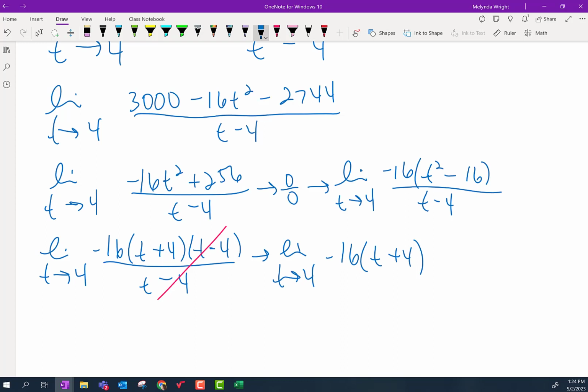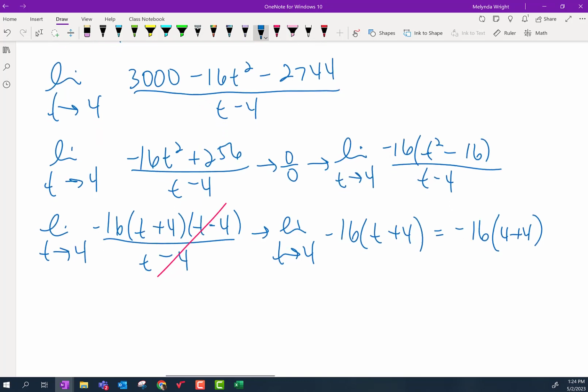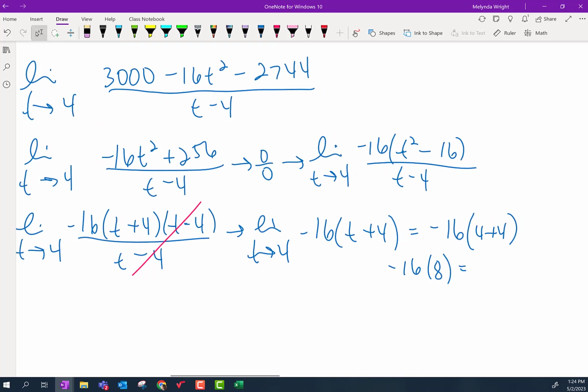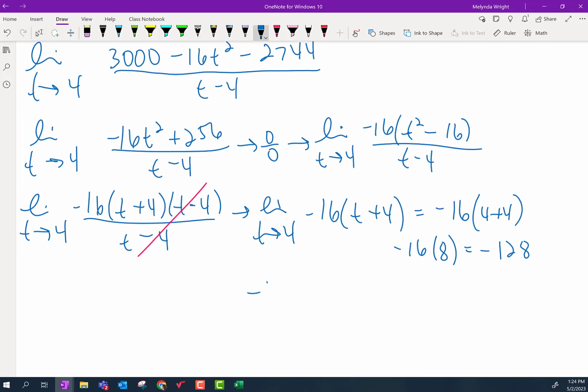Okay, we can do that. So now we want to plug in the 4. So we've got negative 16 times 4 plus 4. And that would be negative 16 times 8, which is negative 128. Okay. So let's put our units with it: negative 128, and our units were feet per second.